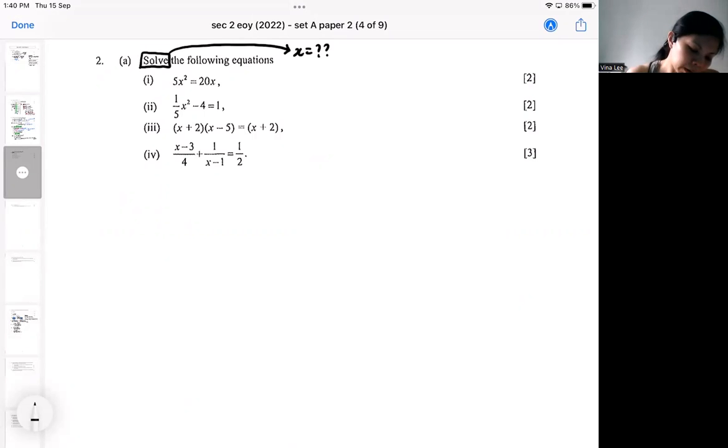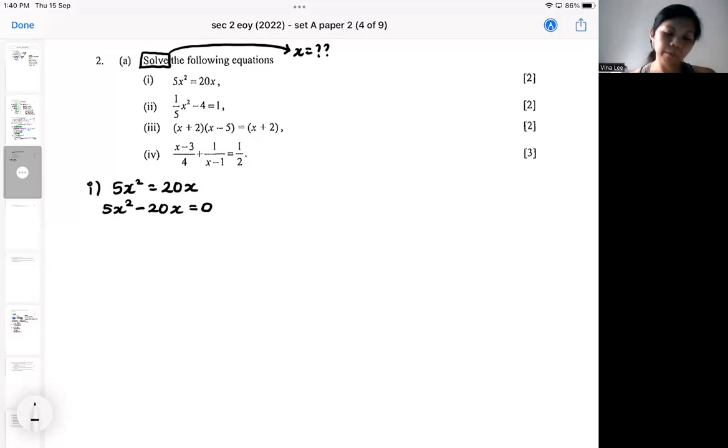Okay, so for part 1, a lot of you got it wrong. So I show the correct one, then I show what most people did. So to me, I see a quadratic because there's an x squared. So if there is a quadratic, I will bring it over so I get equal to 0. So for a quadratic equation, you need the equal to 0, then you will try to factorize. Again, you need to go back to the 4 steps of factorization. So in this case, it's just taking out common factor.